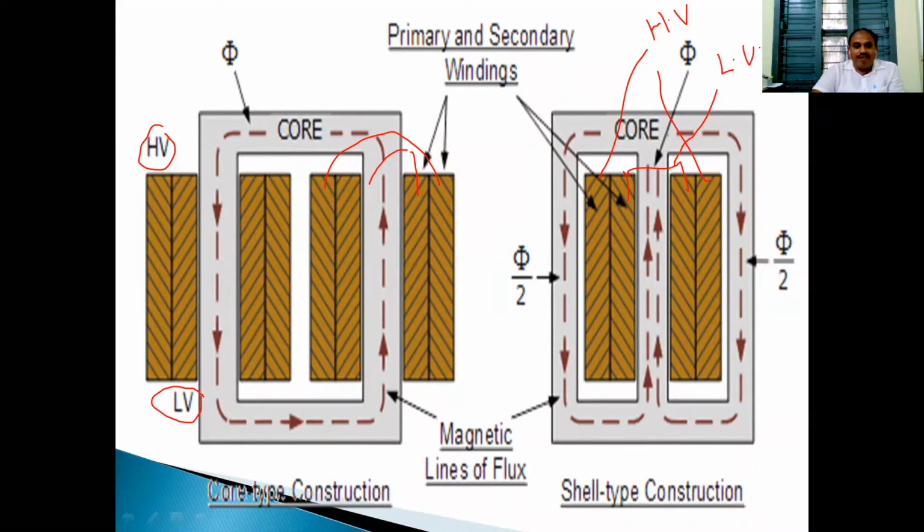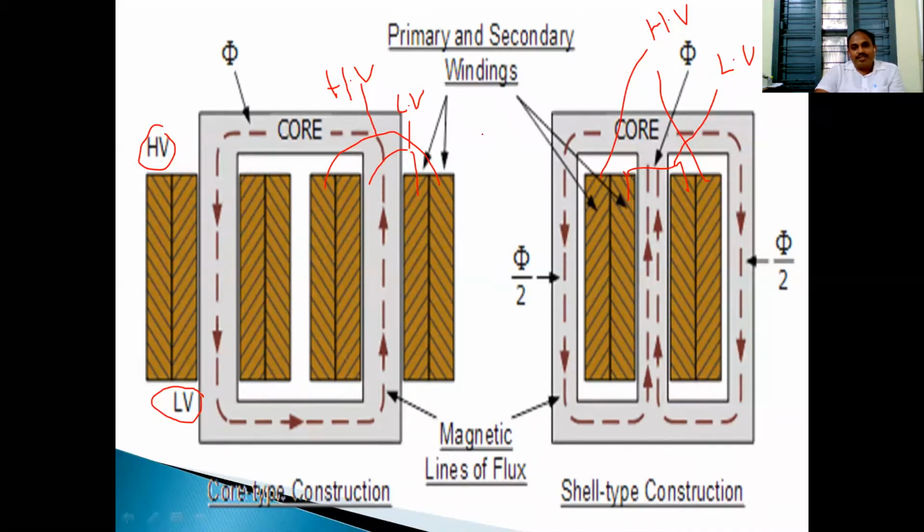One winding has low voltage, the second winding has high voltage. More number of turns means high voltage; fewer turns means low voltage. That means half of the winding is placed in one limb. See, here one HV, one LV. Here also LV and HV. That means half of the HV winding is placed on one limb and the remaining half is placed on the second limb. That is also called interleaving of windings.